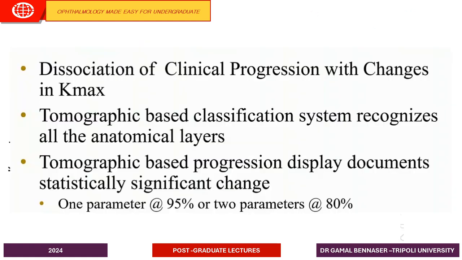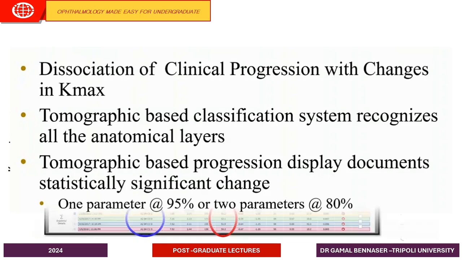Now, as I said before, using the ABCD progression system has clearly covered the pitfalls and the shortage of using the Kmax, as many times there might be a dissociation between the clinical progression and the changes in the Kmax that you find. There is no change in the Kmax, however, there are significant changes in the cornea, mainly in the posterior surface of the cornea, based on the ABCD progression display. So the ABCD display is an important topographic-based classification system that recognizes the changes in all layers and displays and documents the statistically significant changes. So this is very important to understand.